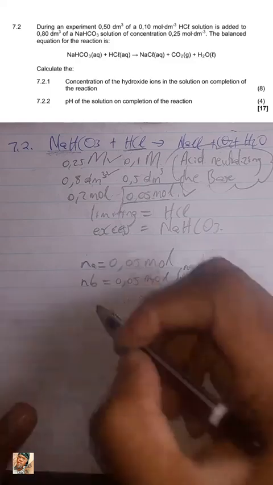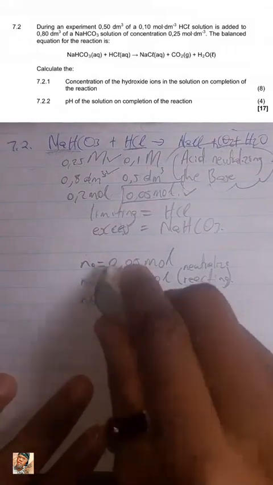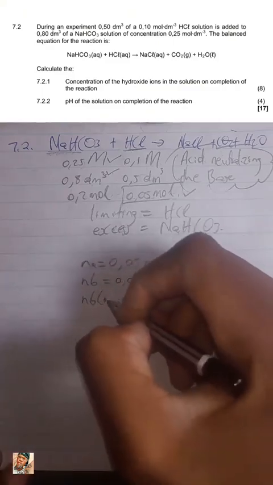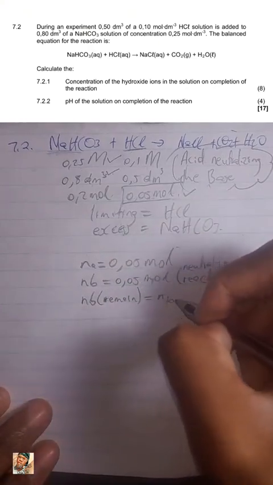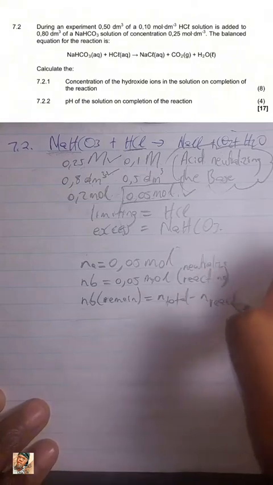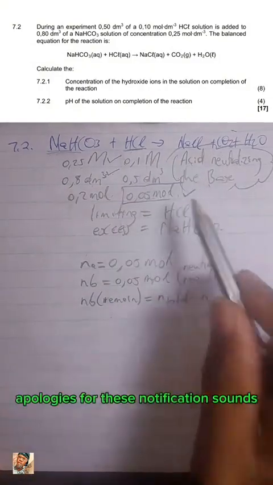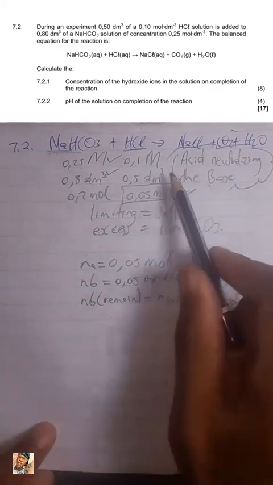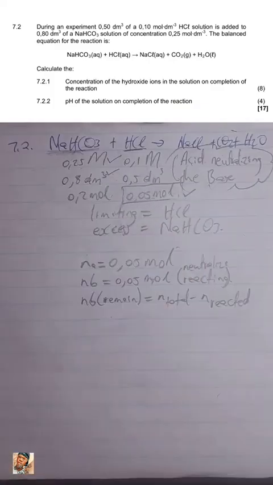So we're going to only neutralize 0.05 moles of the base. So what is the number of moles of the base that is going to remain, okay, let me say remain in brackets. So the number of moles of the base that is going to remain is equal to the number of moles total minus the number of moles reacted. Remember that we said the acid is going to neutralize the base. But since the base is in excess, only a certain amount of the base is going to be neutralized, and some is going to remain after the completion of the reaction.